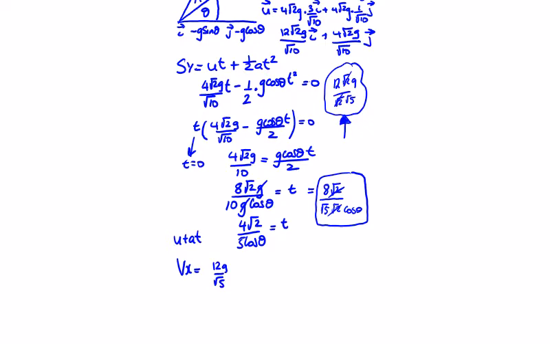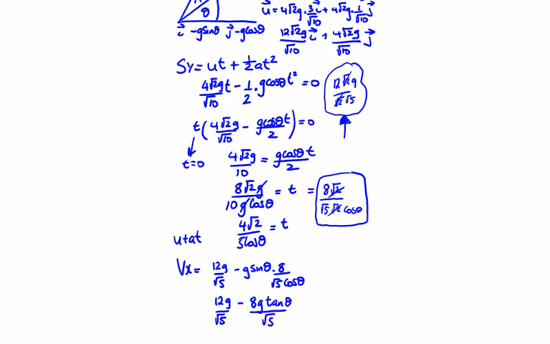That's u, and then the acceleration we have is minus g sine theta times t, which is, when we take the root 5 bit because there's a root 5 in the other one, 8 over root 5 cos theta. Sine over cos is tan, so we have 12g over root 5 minus 8g tan theta over root 5.